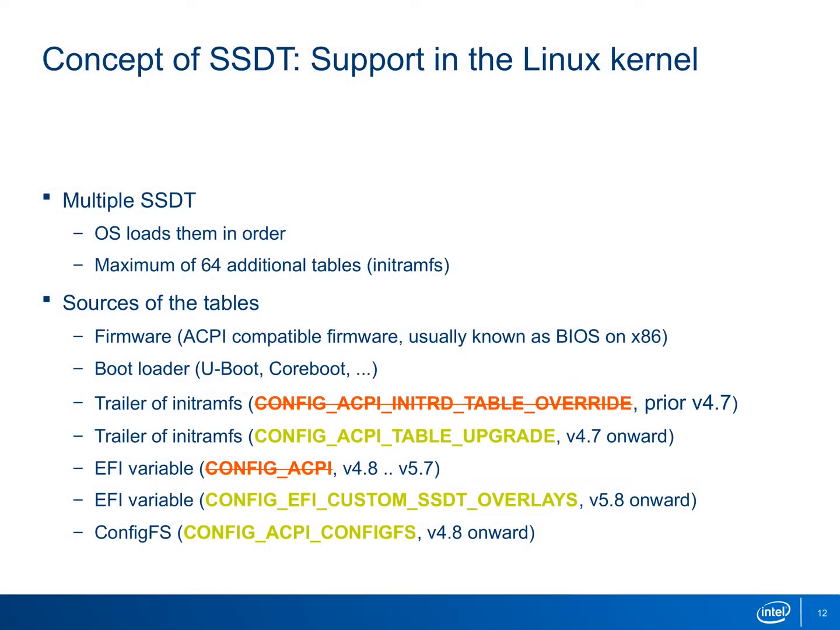There can be multiple SSDTs present. After the OS loads the DSDT to create the ACPI namespace, each secondary system description table listed in the XSDT with a unique OEM table ID is loaded in the order presented in the XSDT. As of today, the sources of the tables can be firmware, bootloader, and three additional sources supported by the Linux kernel: in the form of trailer of initramfs (note the limitation of 64 tables at most), EFI variable, or blob provided via configfs. The first two of them are boot time options and the last one is runtime specific.